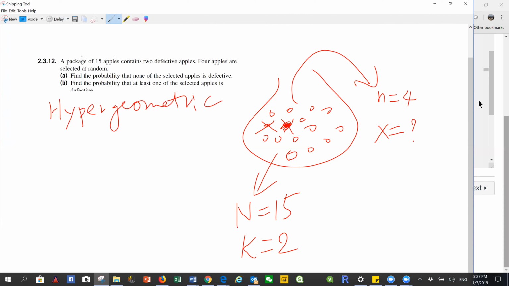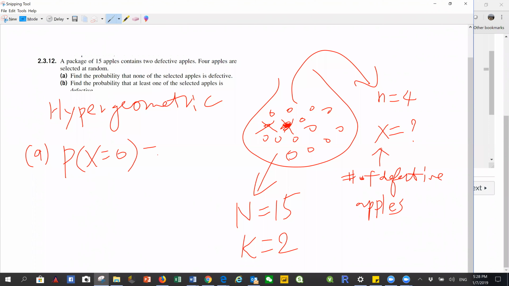This type of question is a hypergeometric question. So part A asks for the probability that none is defective. X is the number of defective apples, so X is 0. The probability none of them is defective, out of 4, X is 0. That's what it means.